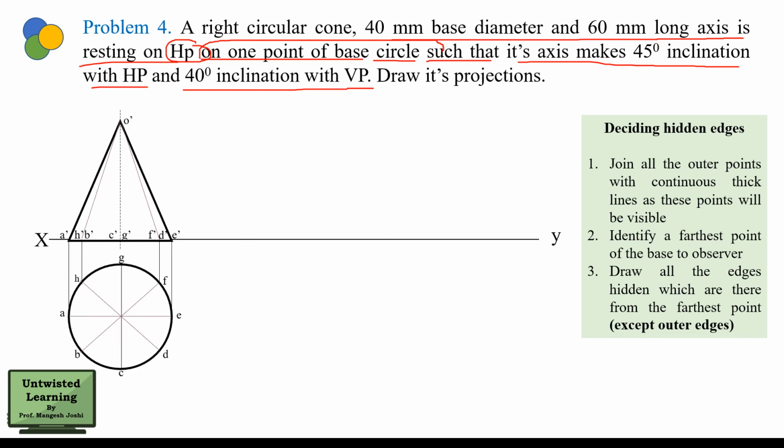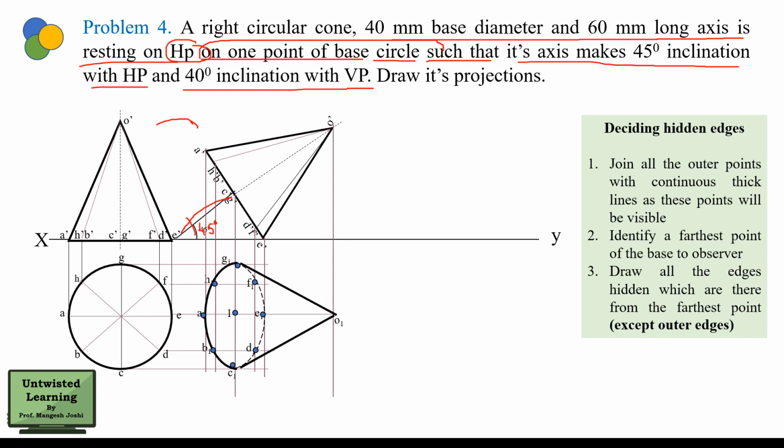So your problem will start with the top view. Okay, so we have drawn the top view and the necessary front view, then keeping one point on XY and an inclination of 45 degrees, we have drawn the front view. We have redrawn the front view. Then using the same methodology, we have obtained the top view of the cone. This problem we have already seen in the previous case.